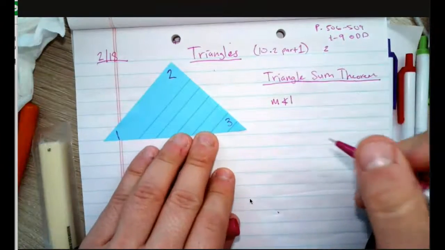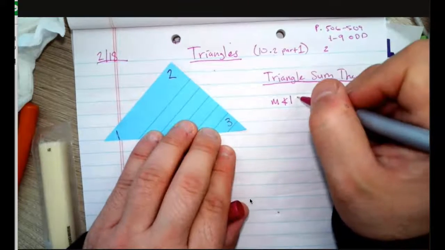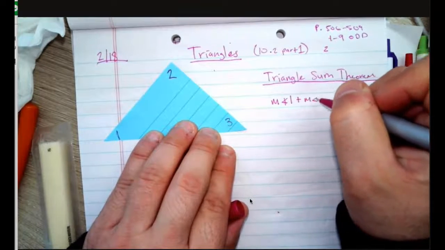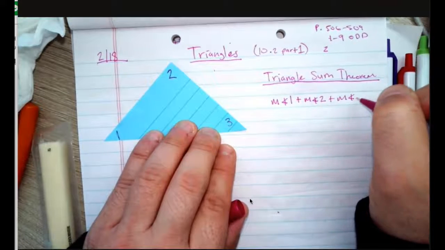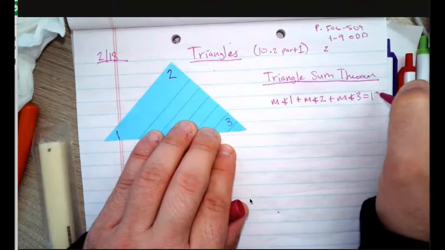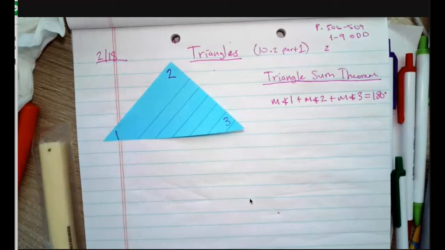So basically what we'd be saying here is, you have these angles 1, 2, and 3. If you add the measure of angle 1, then you don't have to write this down, plus the measure of angle 2, plus the measure of angle 3, it's 180 degrees.